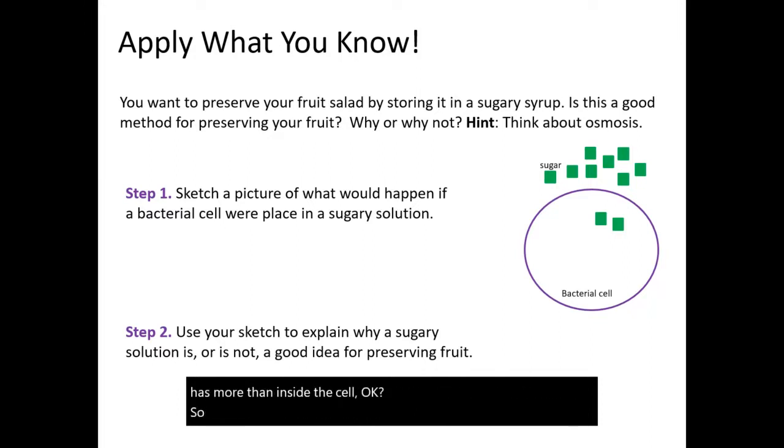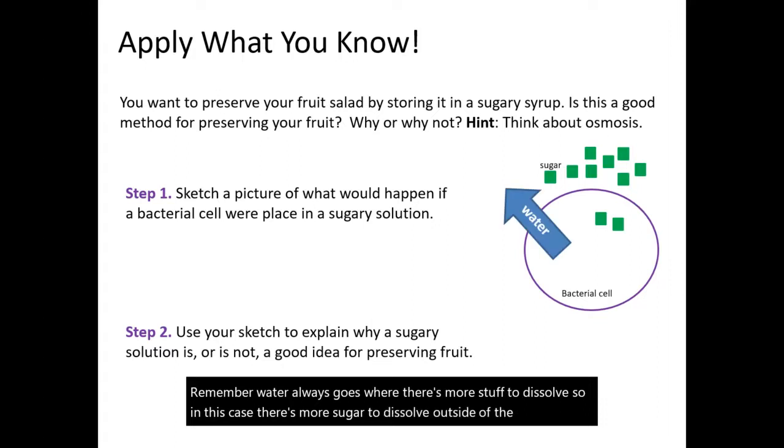So remember, we're thinking about osmosis, which is the diffusion of water. Well, where's water going to go in this case? Remember, water always goes where there's more stuff to dissolve. So in this case, there's more sugar to dissolve outside of the cell. So water is going to rush out. That is going to cause plasmolysis. So remember, what that means is the plasma membrane, which is inside of the cell, is going to detach from the outer cell wall. And so that's going to cause the inside of the cell to kind of shrivel. And so the cell is not going to be able to work like it should. So this results in cell death.